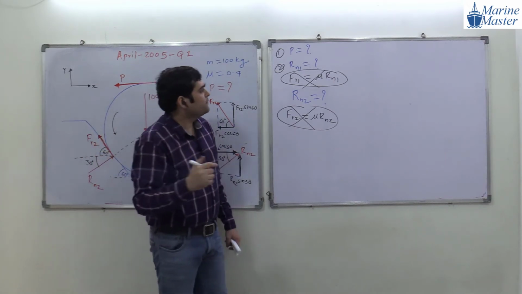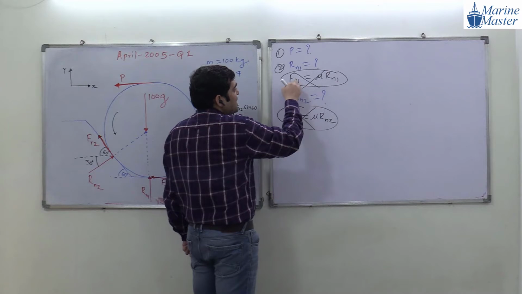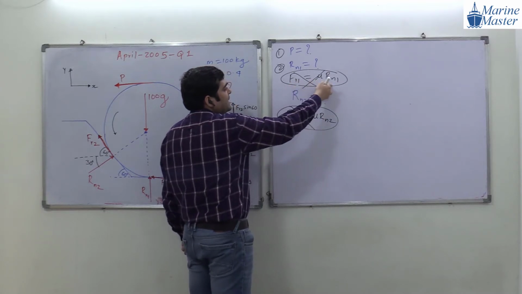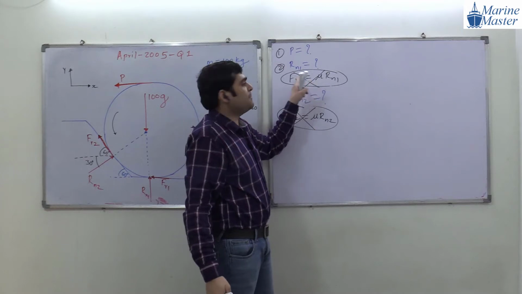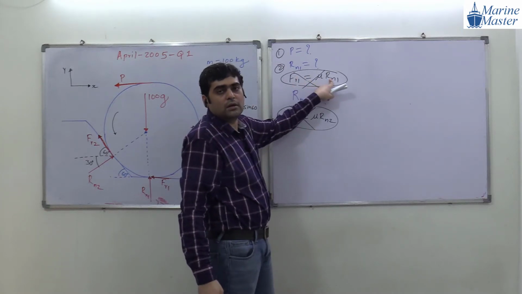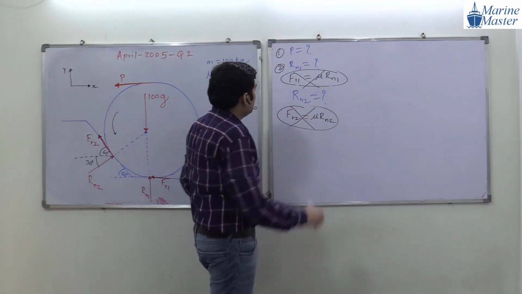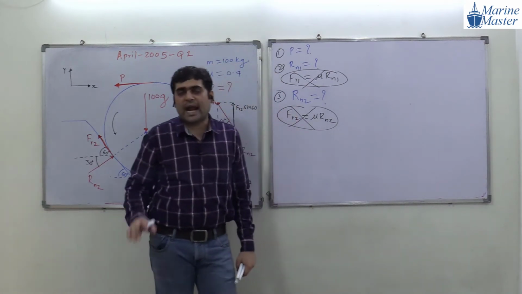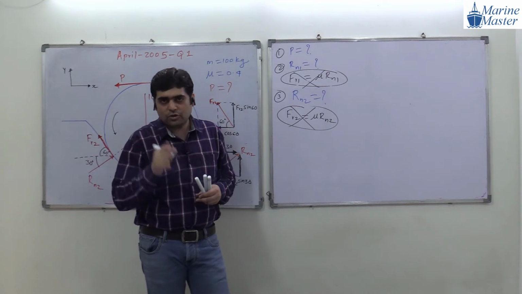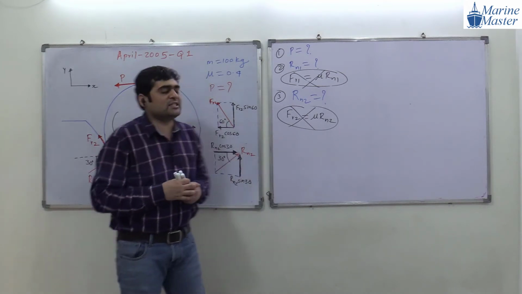Here, if you want Fr1, we will get Fr1 directly from Rn1. So Fr1 is dependent on what? Rn1. So how many variables do we have? How many unknowns do we have here at the end? Finally 3 unknowns. Now here, guys, what is the speciality of this system?